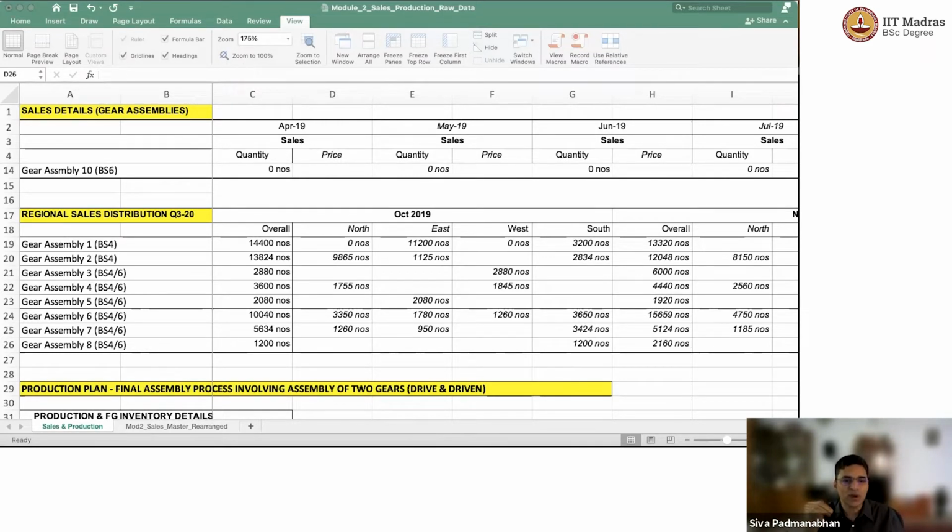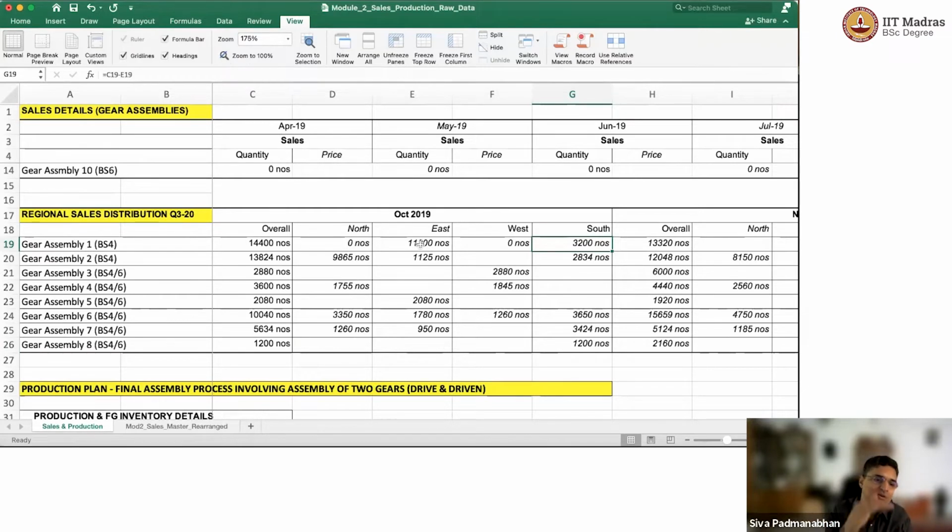So if you take gear assembly 1, for example, in October 2019, it sold 14,400 units, right? And most of the sales came from east and south. So 11,200 units in east and 3,200 from south. There were no sales in north and west for that particular assembly. That could be because that assembly is used by a particular manufacturer who only has factories in east and south, right? That could be the reason for that. And similarly, you'll see for all of the 8 gears, what's the regional sales for each of the 4 regions. So that's what's there in this table.